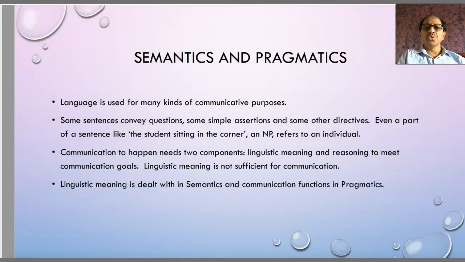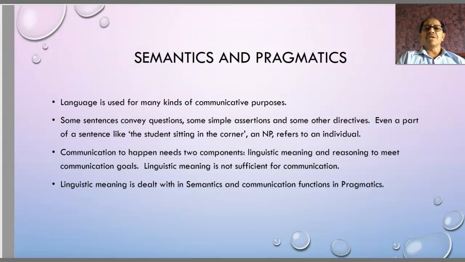Language is used for many kinds of communicative purposes like requests, directions, commands, questions, and so on. So some sentences convey questions, some simple assertions, some other directives. Even a part of a sentence like the student sitting in the corner, which is an NP, refers to an individual. So sentences or parts of sentences, each of those things will convey some meaning.